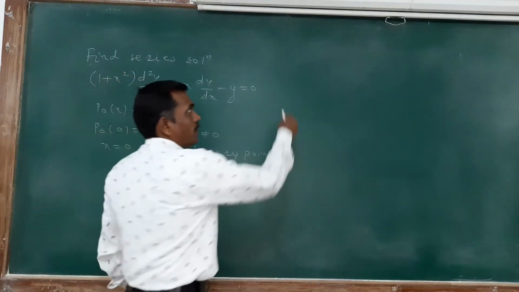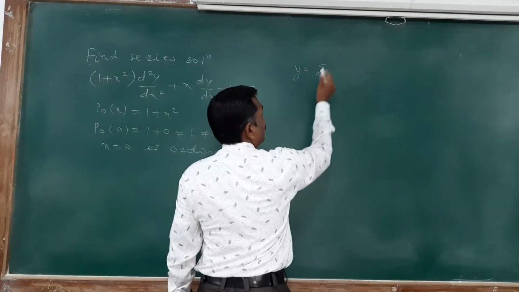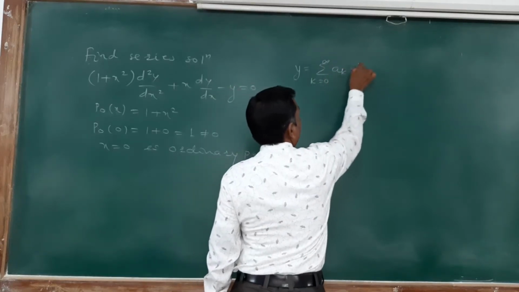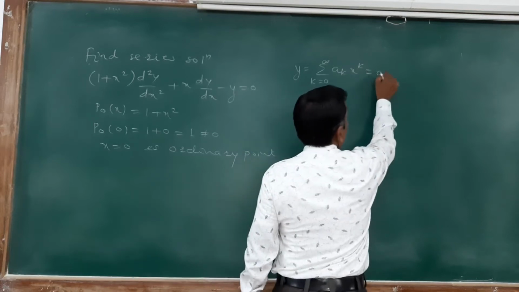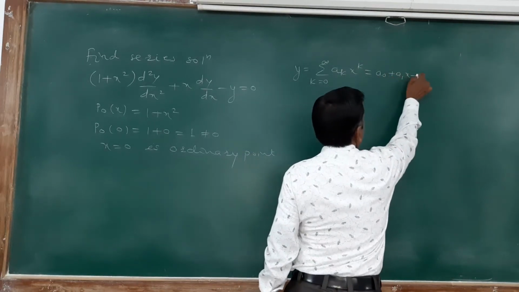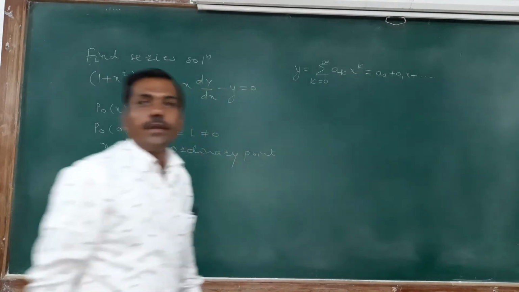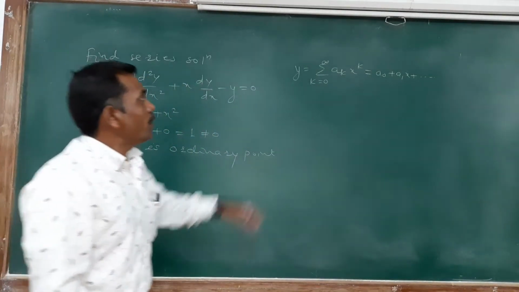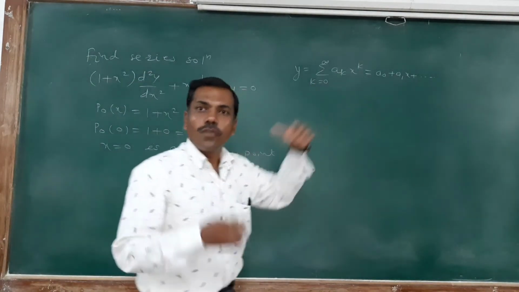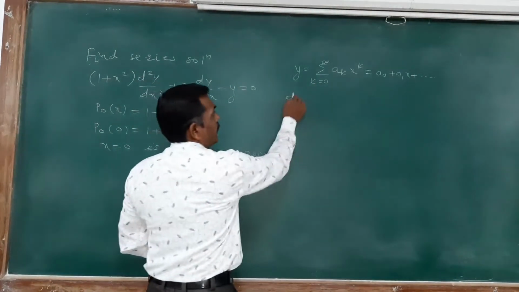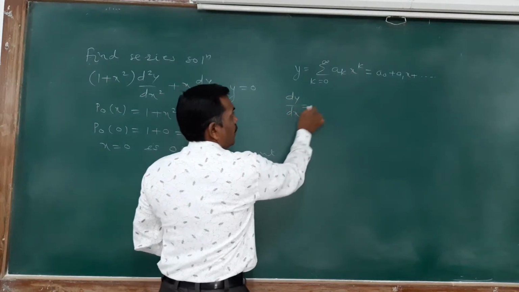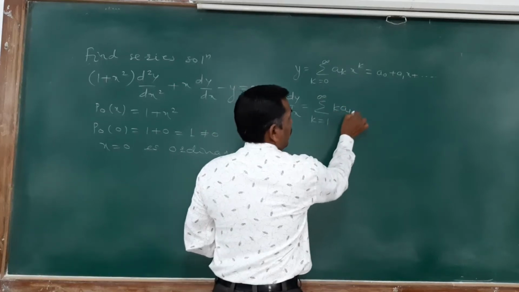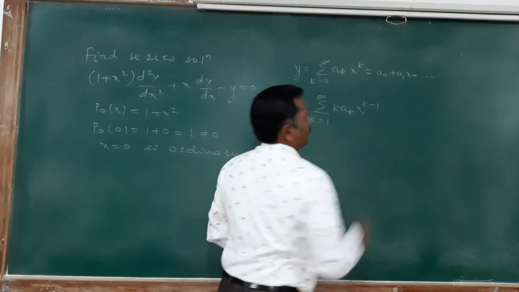And our solution is y = summation k = 0 to infinity ak x^k. Means I can write here a0 + a1x + a2x² + a3x³ + and so on. Okay, and now we will find the constants and substitute that value. Now here y = ak x^k. Find dy/dx. So our dy/dx is summation k = 1 to infinity k ak x^(k−1).